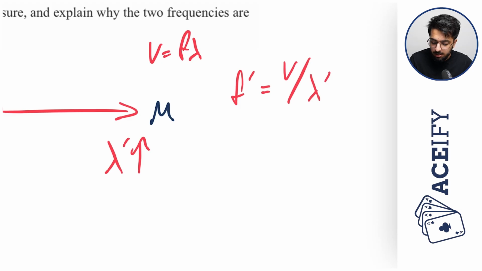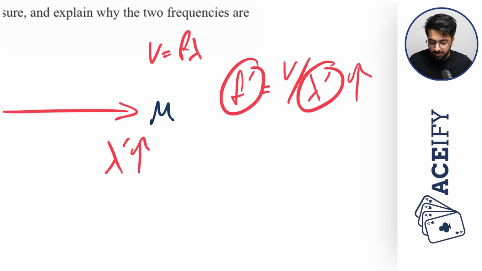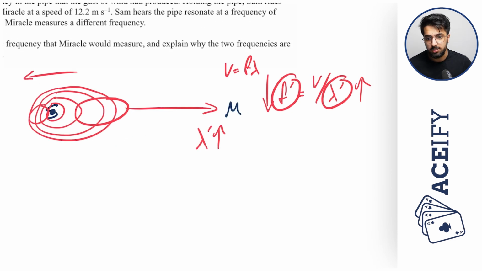And as we just stated, the perceived wavelength is going to be greater than that of the true wavelength, and therefore the frequency that she observes is going to be lower than that of the true frequency, which is what Sam hears. And so we can calculate this frequency that she observes.